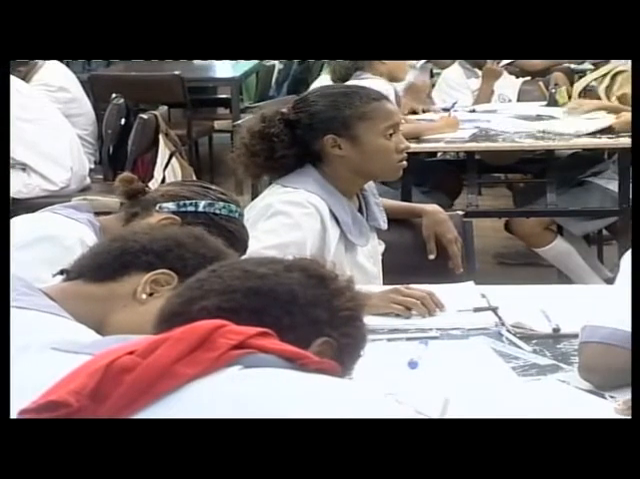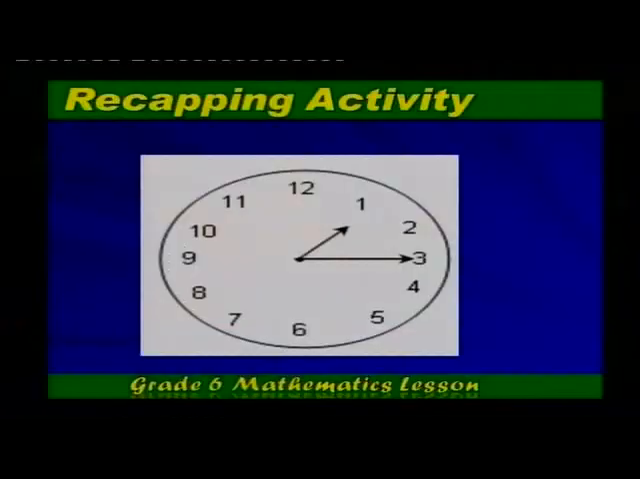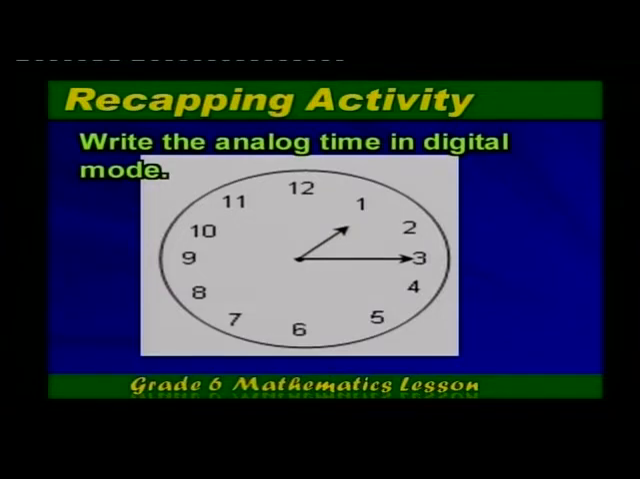All right, receiving students and 6Es, we will go to our today's lesson. But before we go to our today's lesson, we will do a short activity. Now, the time that is given on the screen is given in analog mode, analog time. I would like you to write the time in digital. What is the time in digital mode or digital way? Quickly show the time in digital time.